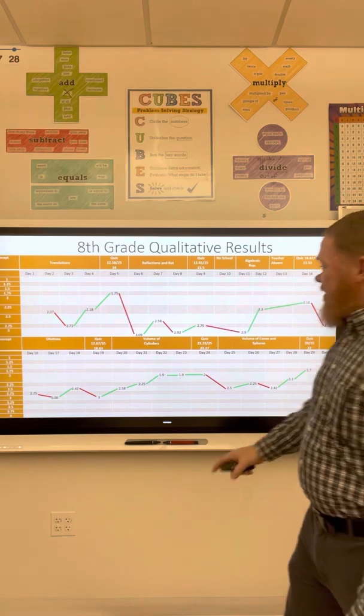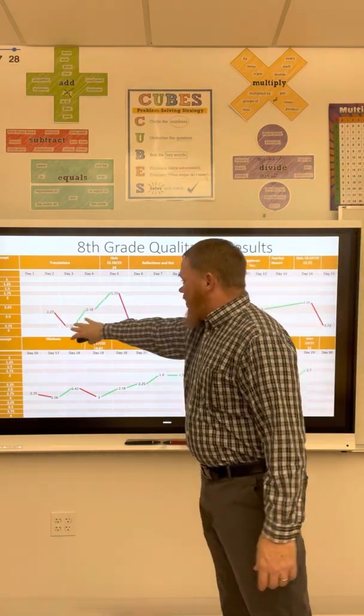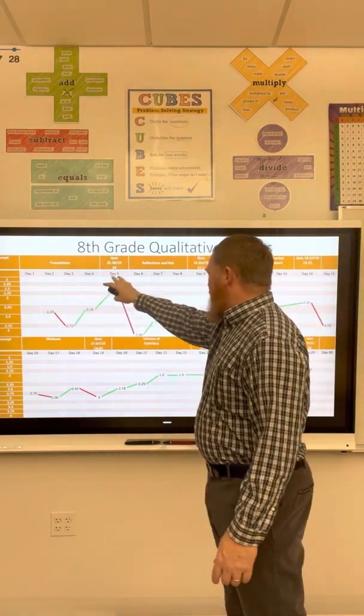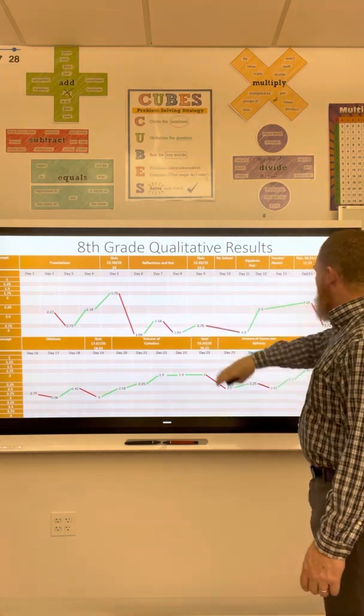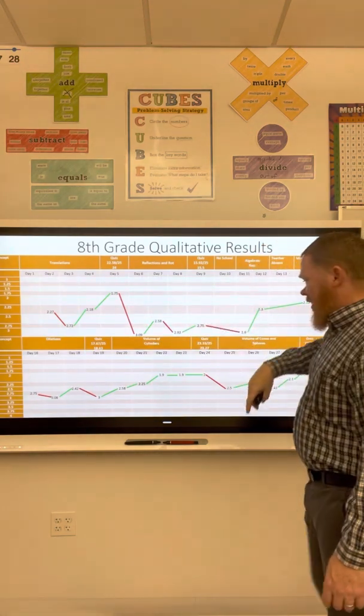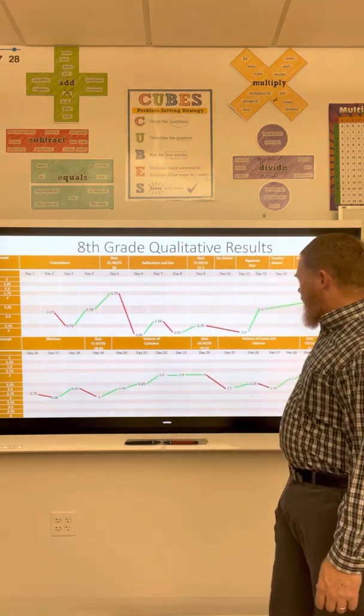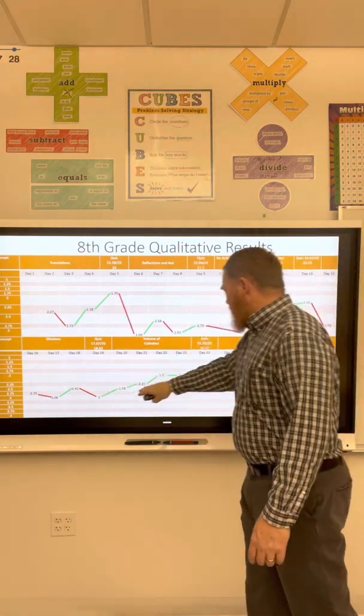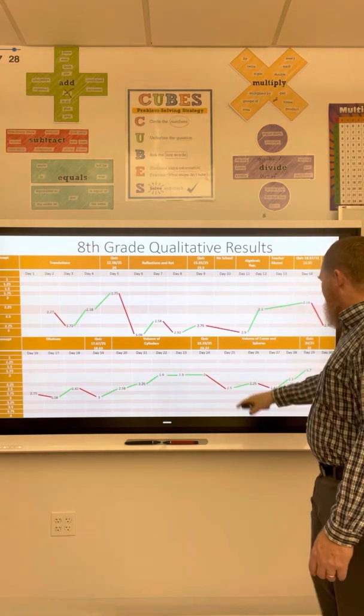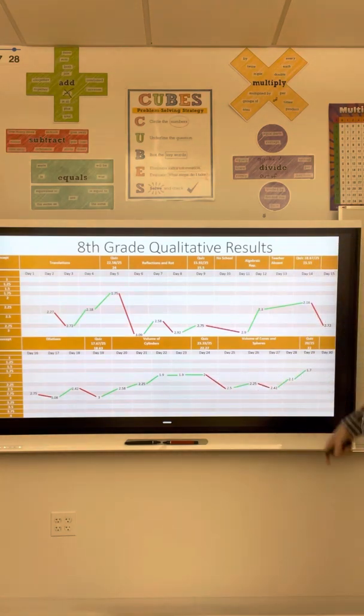Okay, 8th grade, same thing. When it gets to the end of the week, towards the quiz, the confidence seems to go up. Here it goes up a little bit, goes up here. Here it actually drops down on dilations for 8th grade. For volume of cylinders, actually pretty good. And on volume of cones and spheres, it does come back up a little bit.